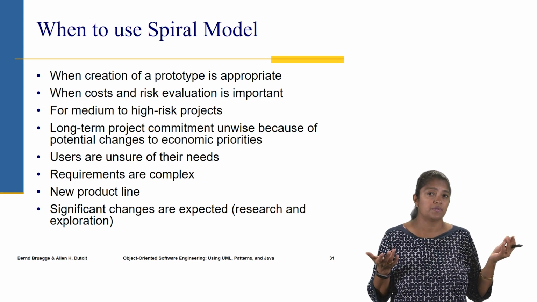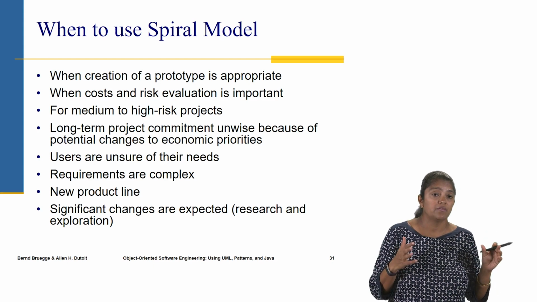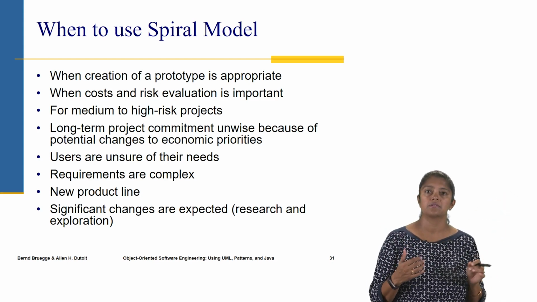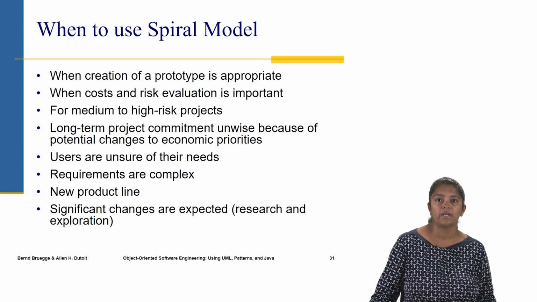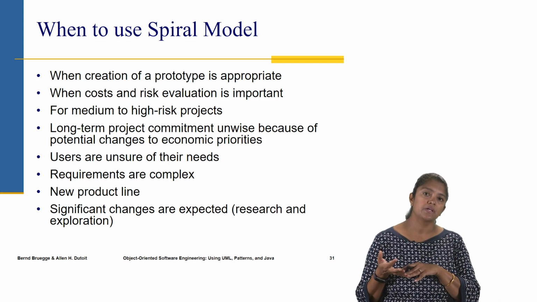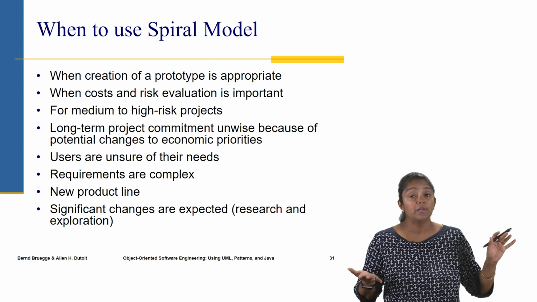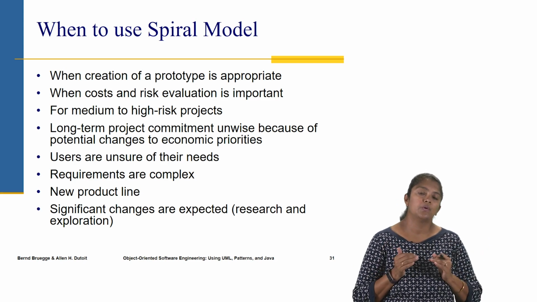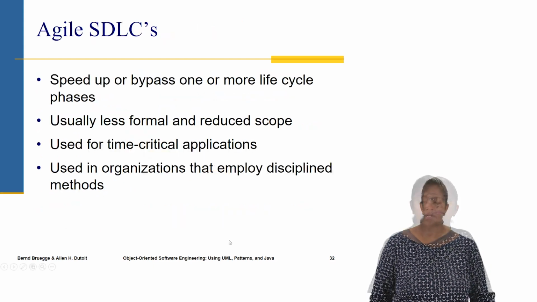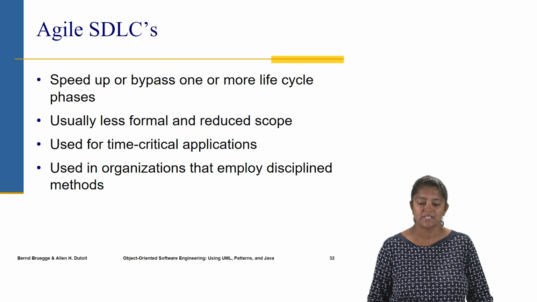When creation of a prototype is appropriate, then it's a good fit. When the costs and risk evaluation are very important, then it's a good fit. And typically, it's for those medium to high-risk projects. That's when this is used. Also, when the requirements are complex, or the users or the customers are not sure of what their needs are, or if it's a completely new product line, then those are the kind of situations when using the spiral model is a good fit.